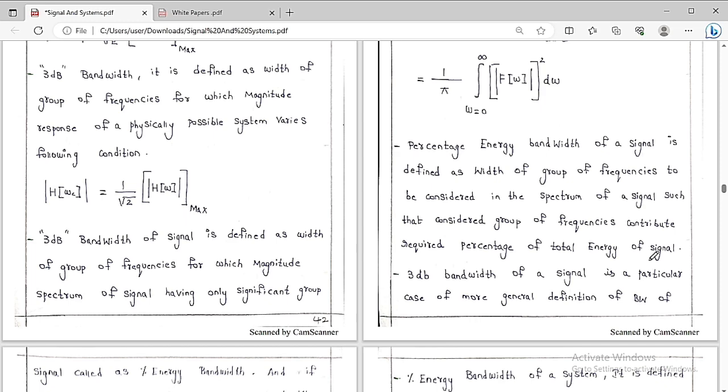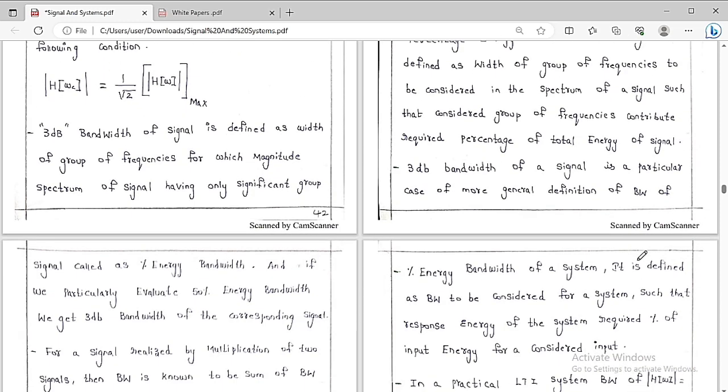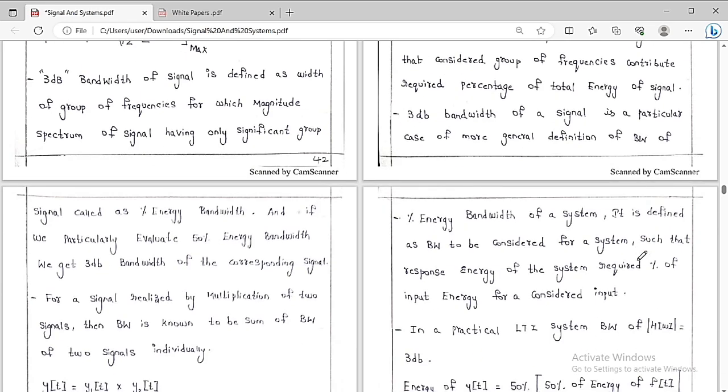The next point is that 3 dB bandwidth of a signal is a particular case of the more general definition of bandwidth of a signal called percentage energy bandwidth, and if we particularly evaluate the 50% energy bandwidth, we get the 3 dB bandwidth of the corresponding signal.